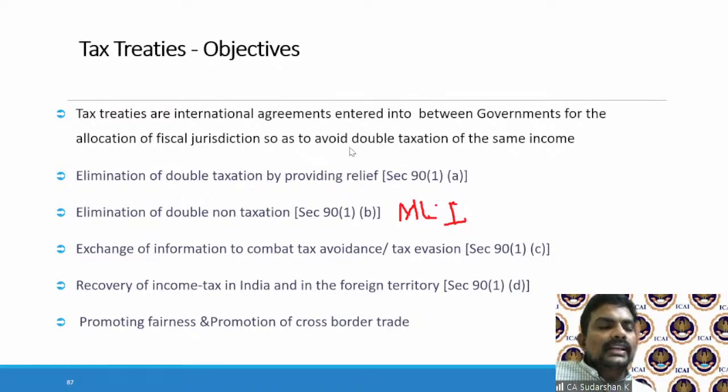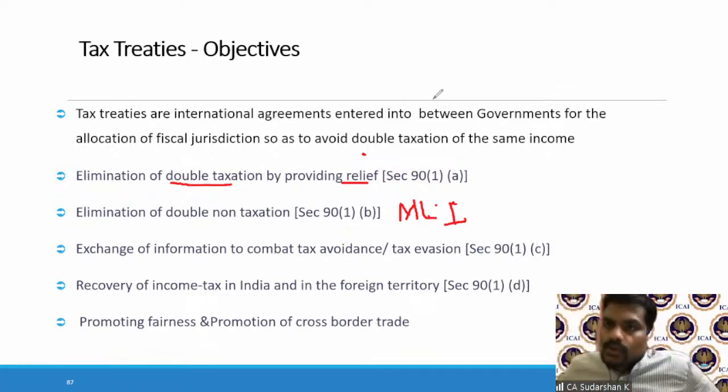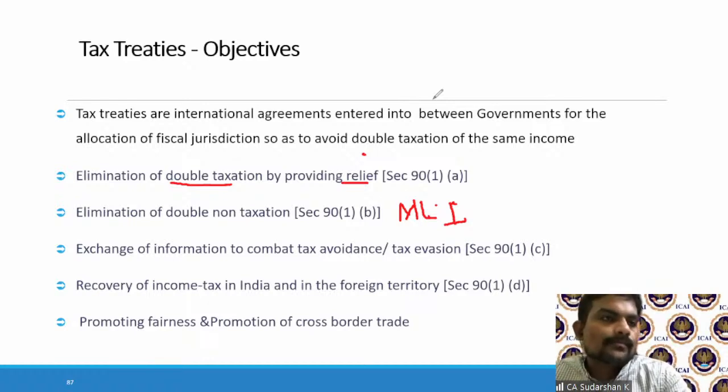So just to sum up on double tax relief, it is for providing elimination of double taxation by providing relief through a credit mechanism. We saw that. Similarly, when you take a treaty relief, you should also ensure that you submit your tax residency certificate and other aspects. And you can choose treaty or Act, whichever is beneficial to you.